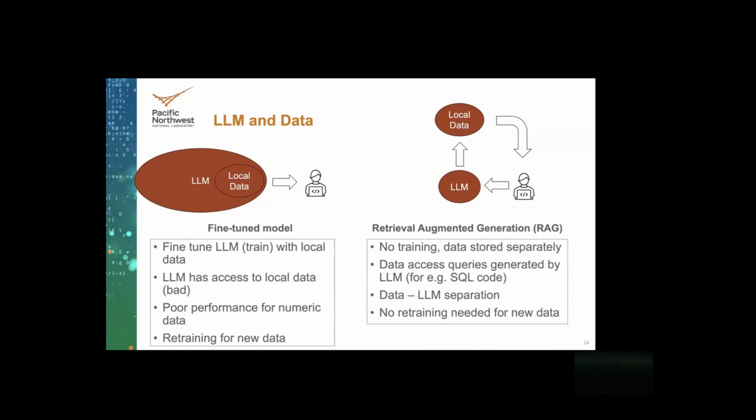So for example, if your data sits in an SQL server or SQL database, the LLM will generate the SQL code in order to query the data. And there is this nice data and LLM separation, and there is no retraining needed for the new data. So for ChatGrid, we use this RAG model, or retrieval augmented generation model.